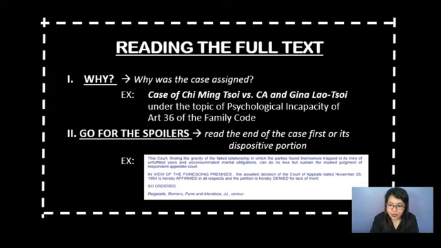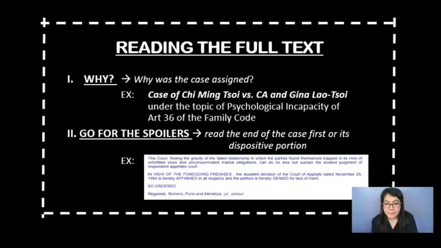So, number 1 is you start with the question why. Okay? So, you ask yourself, why did the professor give this specific case as a reading assignment? The answer to that is usually found in your syllabus. So, depende yan kung ano yung topic ang i-discuss for a particular subject.